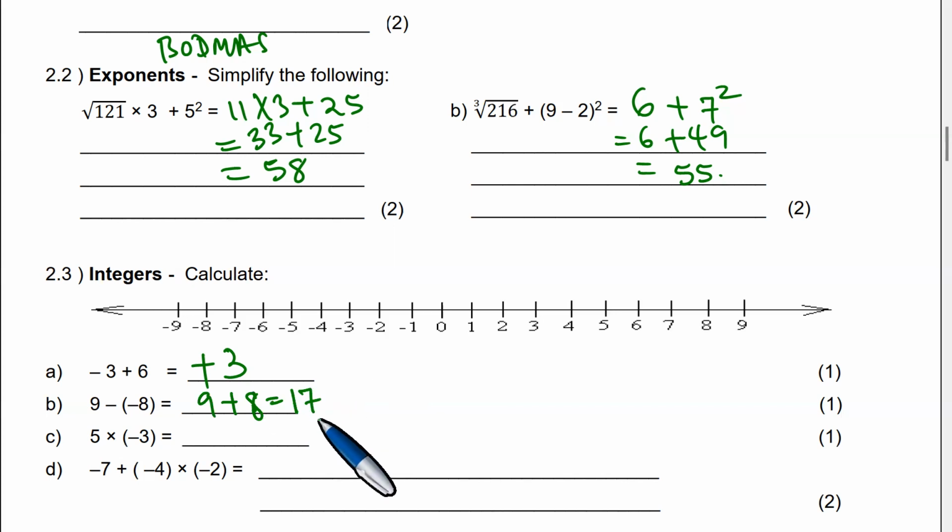What is the answer to C? Says it's negative 15. Negative 15. Correct. What is the answer to D? Okay. Says it 1.